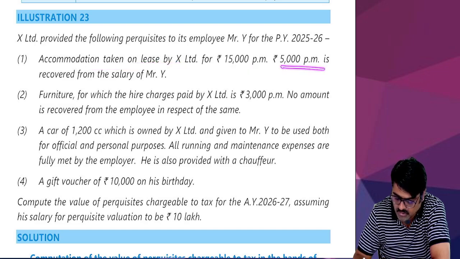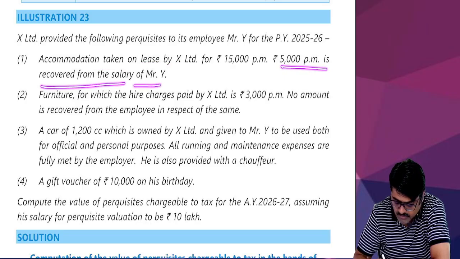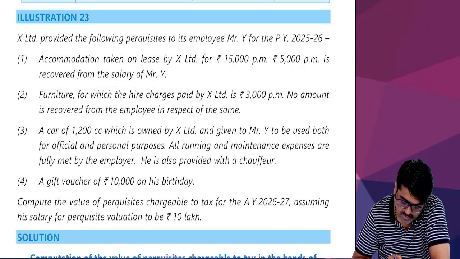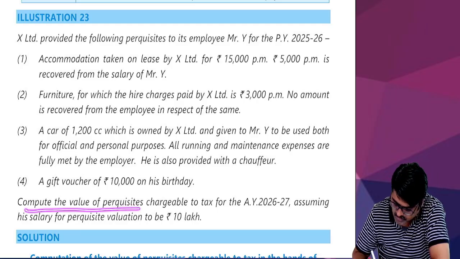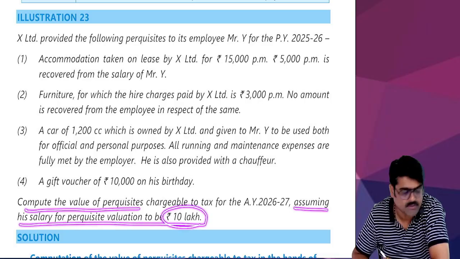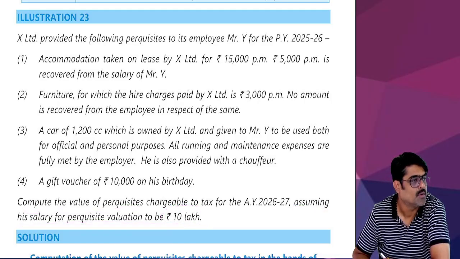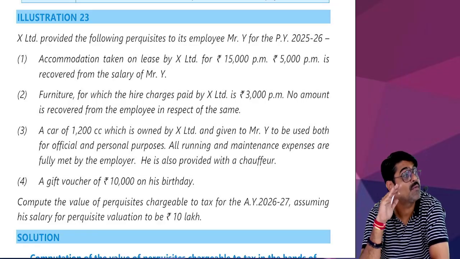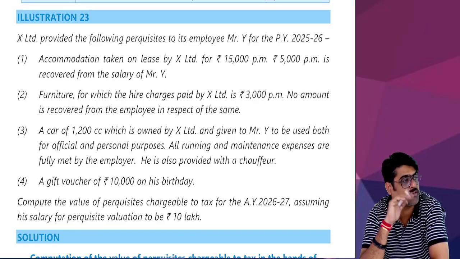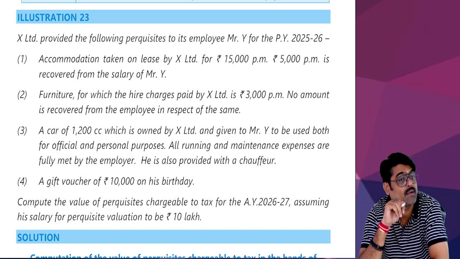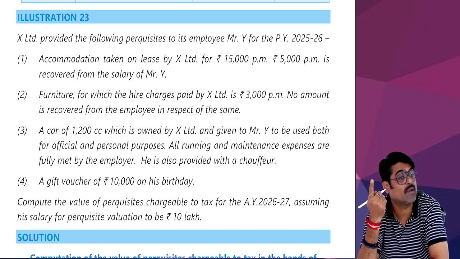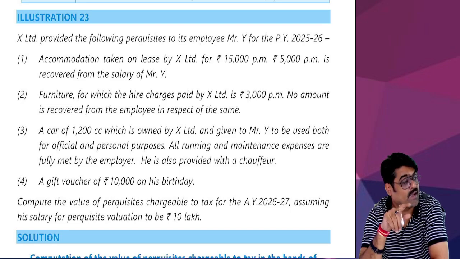So accommodation taken on lease, how much is the employer paying? 15,000 per month. 5,000 per month is recovered from the salary of Mr. Y. So compute the value of perquisite chargeable to tax, assuming his salary for perquisite valuation is how much? For valuation of accommodation perquisite, the salary should be taken as 10 lakhs. They have calculated this salary and given it. If you remember, the salary for perquisite valuation will include everything except those 5 things.